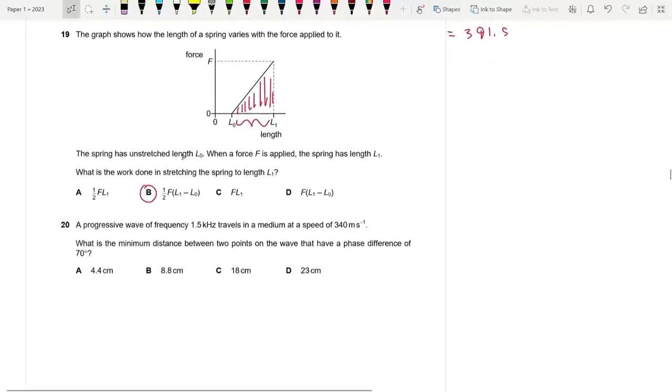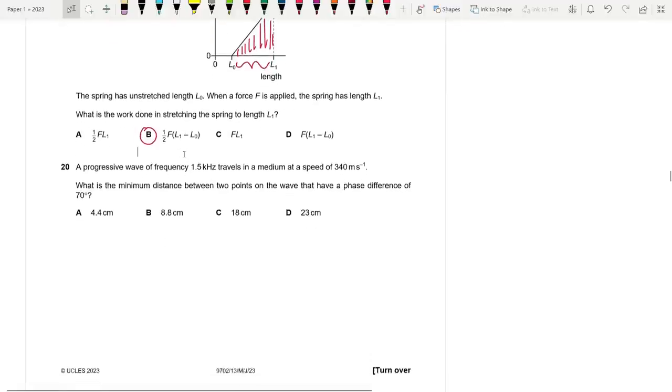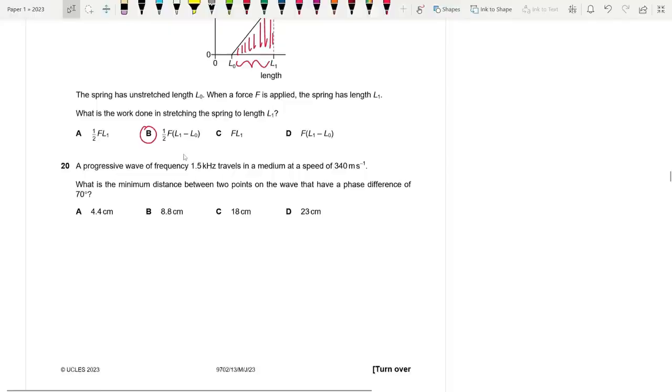Next, a progressive wave of frequency 1.5 kilohertz travels in a medium at a speed of 340 meters per second. What is the minimum distance between 2 points on the wave that has a phase difference of this? Okay, so we can go for v is equal to f lambda and find out the wavelength. So 340 is equal to 1500 times lambda. So lambda is 340 by 1500, which I'll keep like this, 17 by 75 meters.